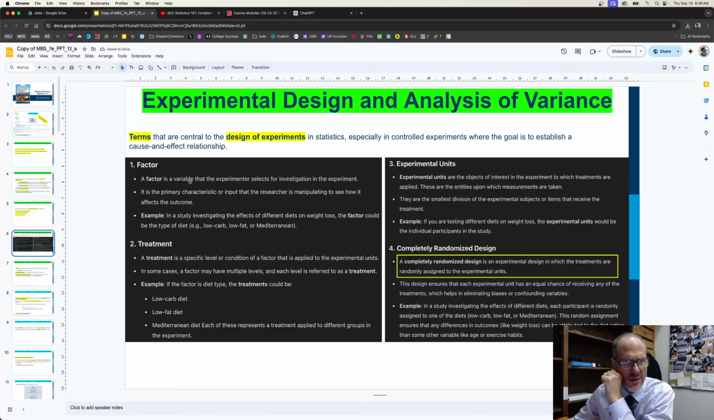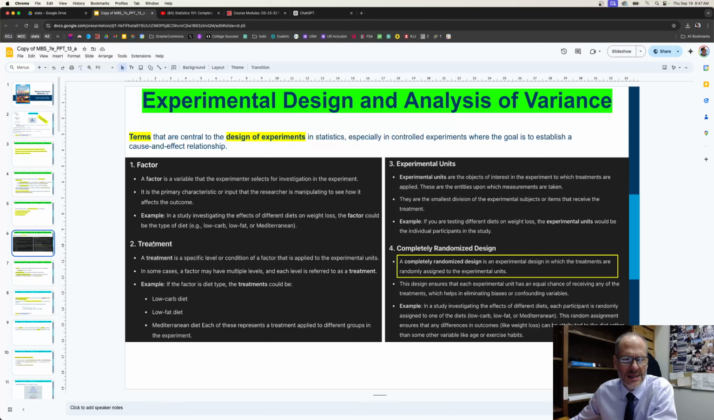So a factor is a variable that the experimenter selects for investigation in the experiment. It is the primary characteristic or input that the researcher is manipulating to see how it affects the outcome. So it's the input the researcher manipulates, okay? And an example is in a study investigating the effects of different diets on weight loss. The factor could be the type of diet: low carb, low fat, Mediterranean. So the factor is the thing which the researcher manipulates to see how it affects the outcome. The outcome here would be weight loss. The factor would be different diets.